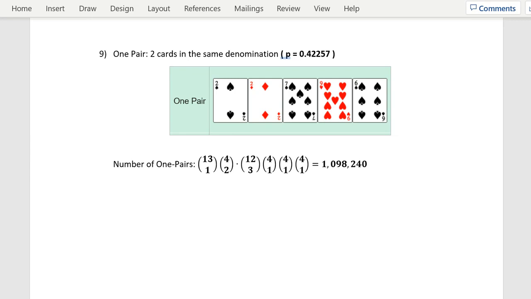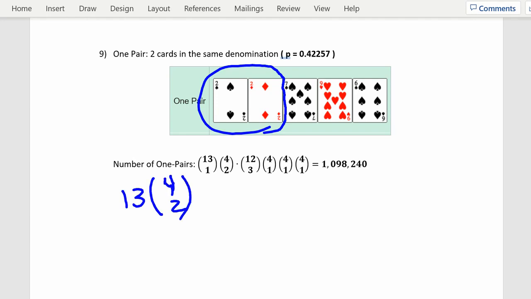But for now, a pair is simply 2 cards in the same denomination. But we cannot have 2 pairs, that's just 1 pair. So let's do what we did before. I have 13 denominations to choose my first pair out of, right? So that's going to be 13 denominations. For each selected one, there are 4 choose 2 ways. This is among the suits of that denomination I can choose from.